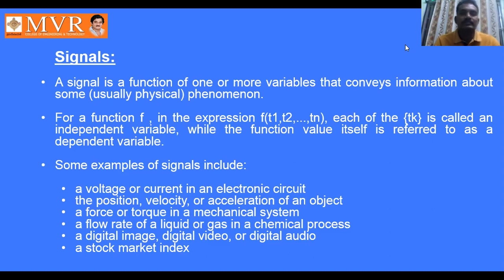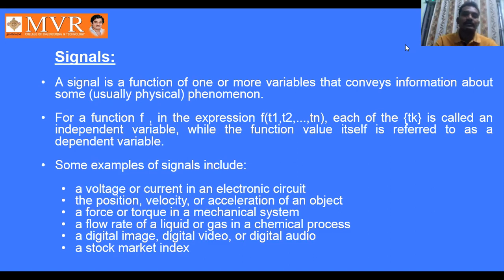So some examples related to signals include the voltage or current in an electronic circuit. Suppose you take some voltage, 5 volts, 10 volts, 15 volts, 20 volts, like that. Similarly, current values: 2 milliamps, 5 milliamps, 10 milliamps, 6 milliamps, etc. These are some values in an electronic circuit.